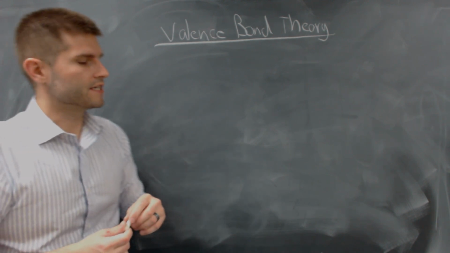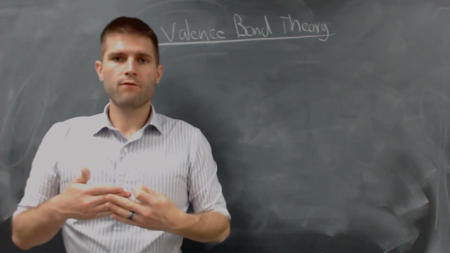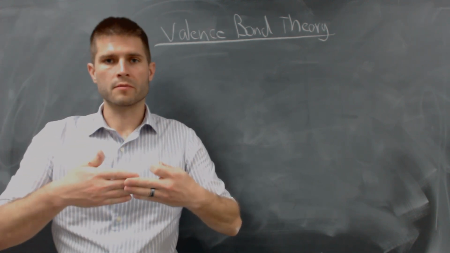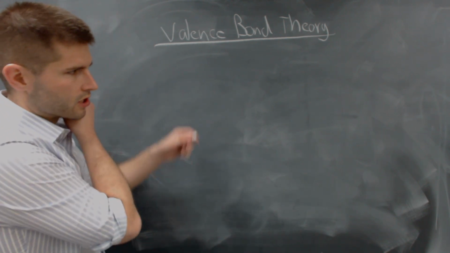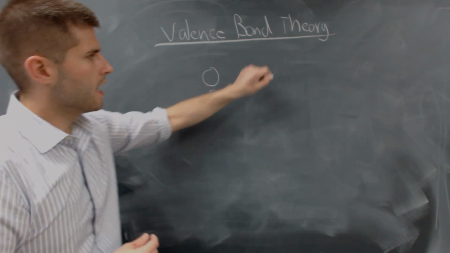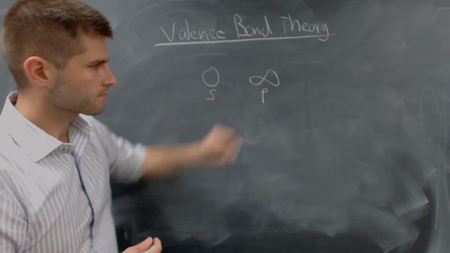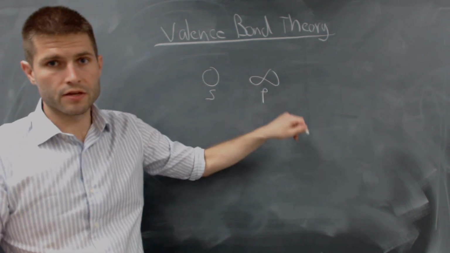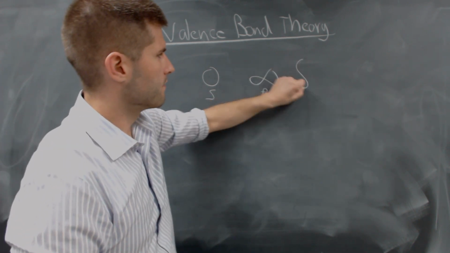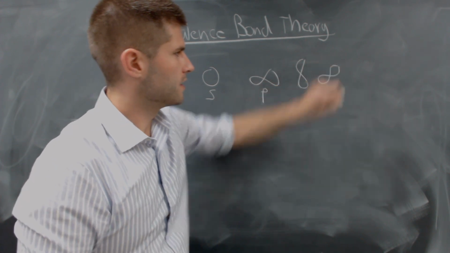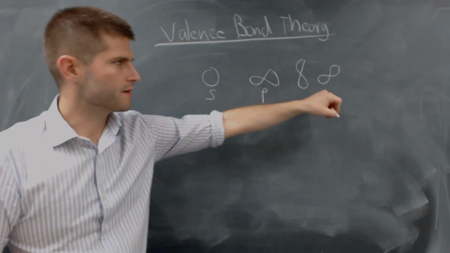So valence bond theory tells us that a bond only forms if you have an overlap of orbitals. So we know what these orbitals look like. An s orbital is a sphere, a p orbital is a dumbbell. And we have three different p orbitals. We have this one, we have this one, and we have the slightly bent one, that one. So we have three different p orbitals.